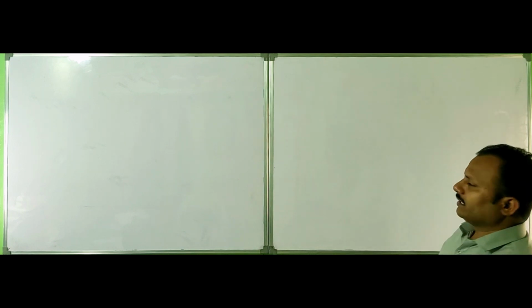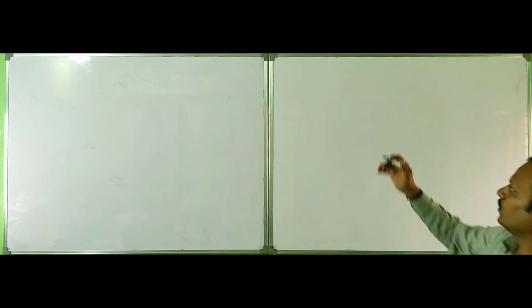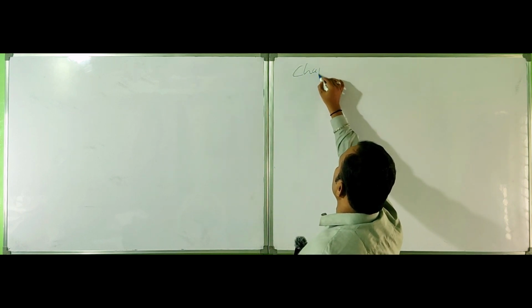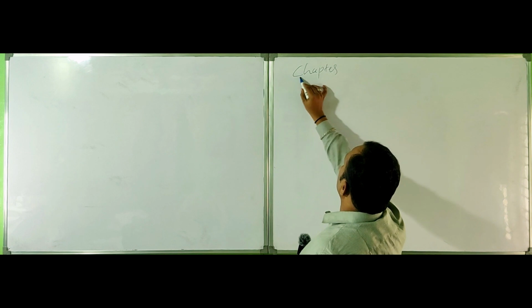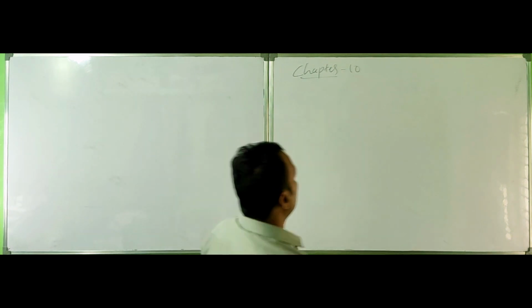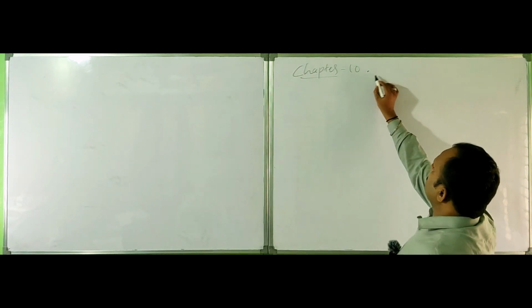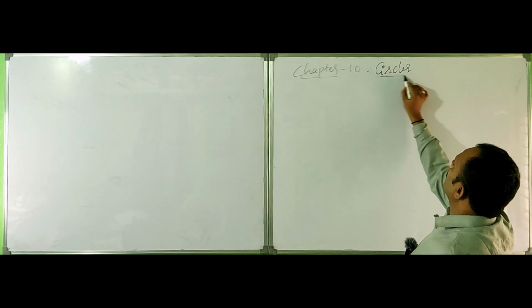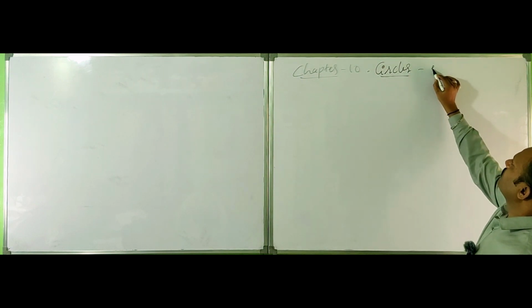So next chapter is chapter number 10, ವೃತ್ತಗಳು. Remaining chapters ಆಗಿದಾವಲ್ಲ. Chapter number 10. Is it visible or not? Chapter number 10, circles. Okay, ಕನ್ನಡದಲ್ಲಿ ವೃತ್ತಗಳು.